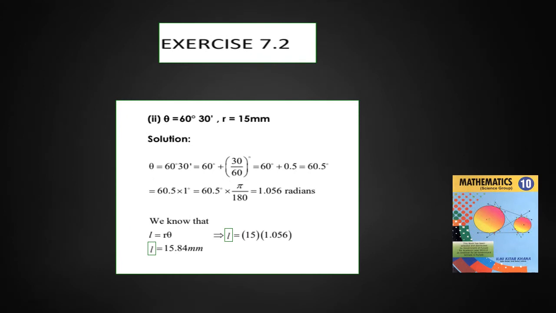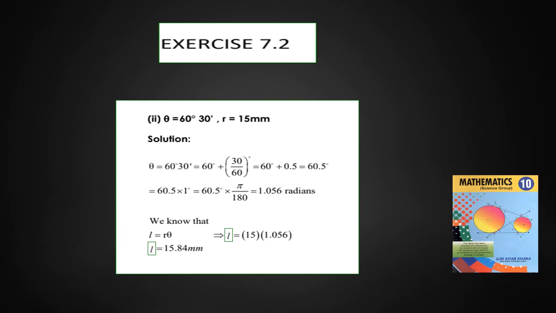Second part, theta is equal to 60 degree 30 minute, R is equal to 15 millimeter. Theta is equal to 60 degree 30 minute, so it means that minute will be converted into degree. 60 degree plus 30 divided by 60 degree, 60 plus 0.5, so 60.5 degree. Now degree converted into radian by multiplying pi by 180, which is 1.056 radians.